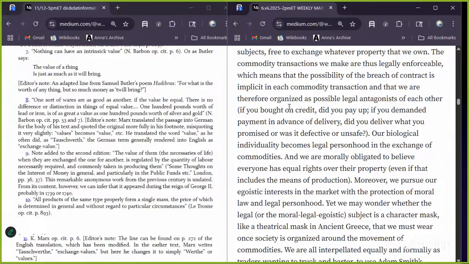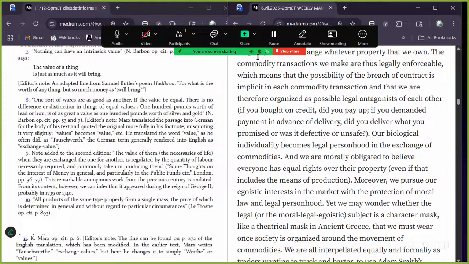Our biological individuality becomes legal personhood in the exchange of commodities. And we're morally obligated to believe everyone has equal rights over their property, even if that includes the means of production. Moreover, we pursue our egoistic interests in the market with the protection of moral law and legal personhood. Yet we may wonder whether the moral, legal, egoistic subject is a character mask, like a theatrical mask in ancient Greece, that we must wear once society is organized around the movement of commodities.